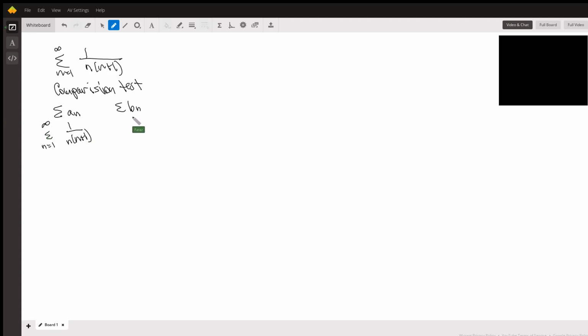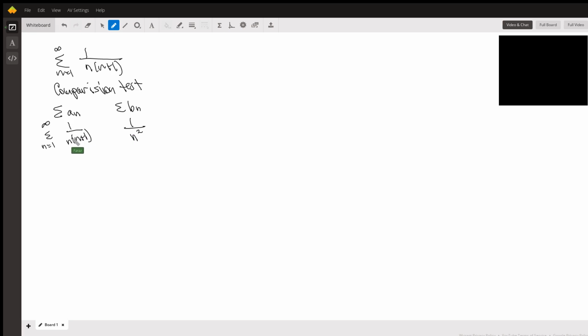Our b sub n would be similar to this, except it would just be 1 over n squared. N times n is n squared. So I'm comparing it to 1 over n squared. The first thing that we have to show is that this is less than this. So a sub n is less than b sub n, which it is.